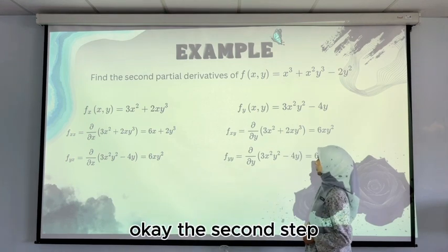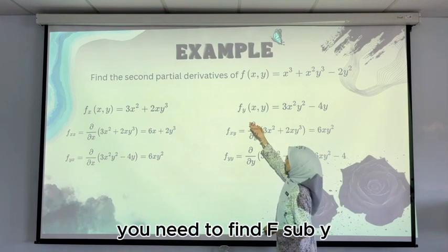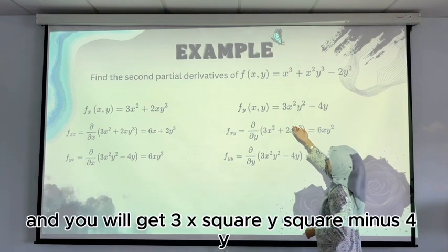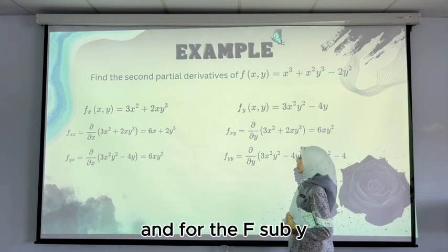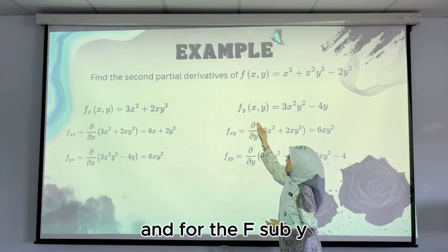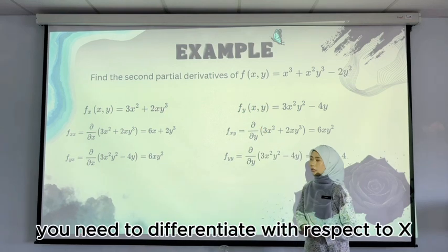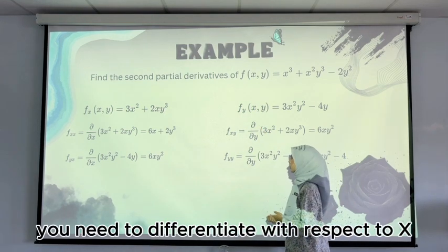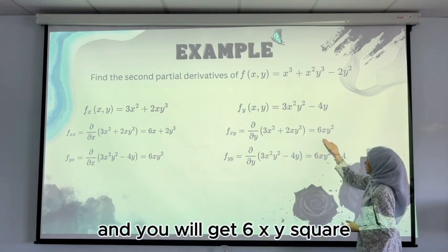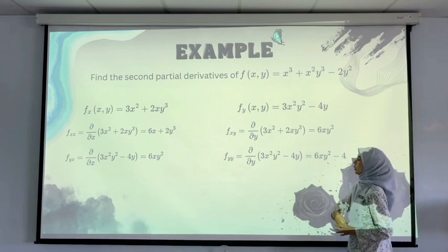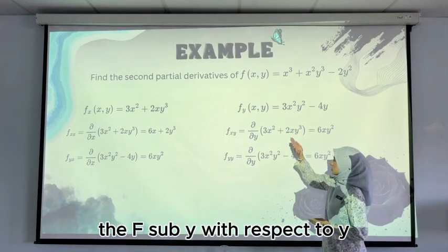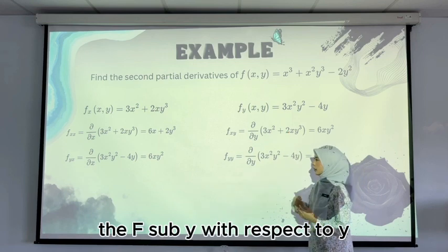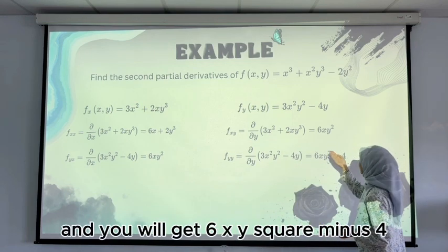Okay, the second step, you need to find f sub y, and you will get 3x squared y squared minus 4y. And for the f sub y, you need to differentiate with respect to x, and you will get 6xy squared. And then you need to differentiate f sub y again with respect to y, and you will get 6x squared y minus 4.